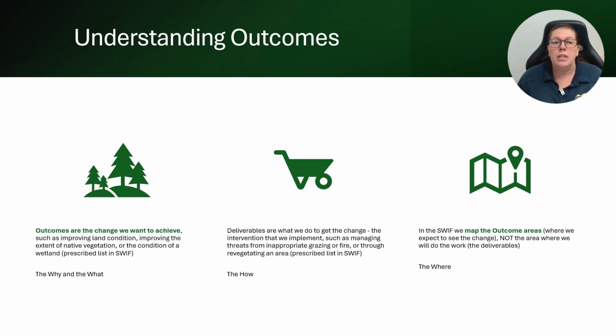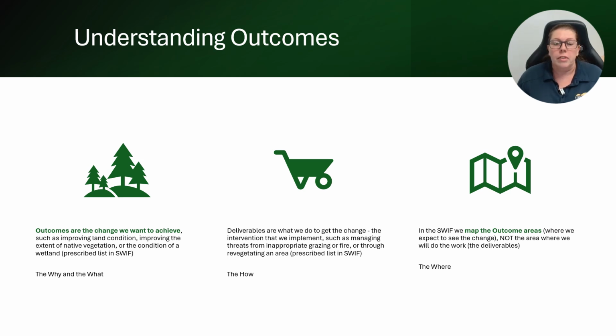So it can be helpful to think of the outcomes as the why and the what. When we undertake a project, there is a reason why we're doing it. For example, we don't just go and remove weeds from an area for the sake of it. We're doing it because we're trying to improve the condition of that area of the landscape. This is the why, the reason why we are doing it. The outcome also reflects what we are trying to change. So this could be improving land condition, improving native vegetation extent, or reducing sediment. So the outcome reflects what we are trying to change and why. Under the SWIF, there's a prescribed list of outcomes that we align with.